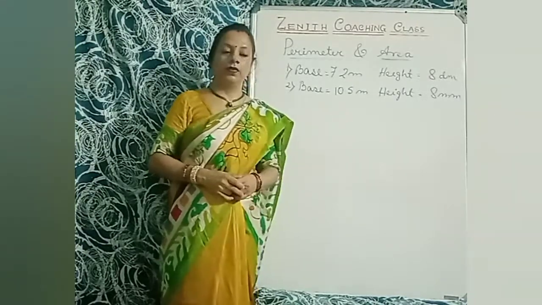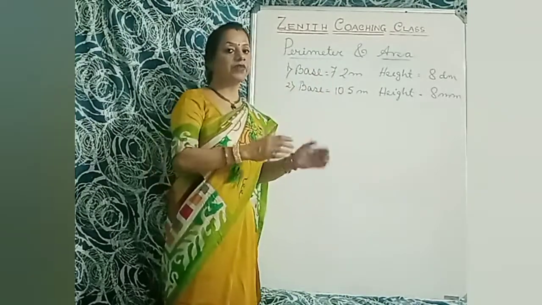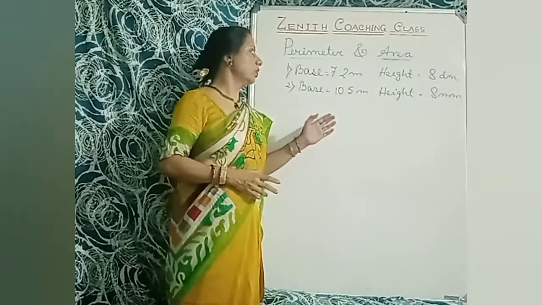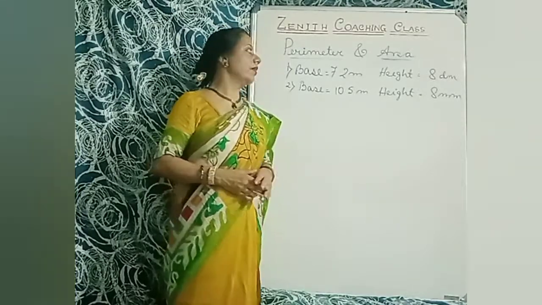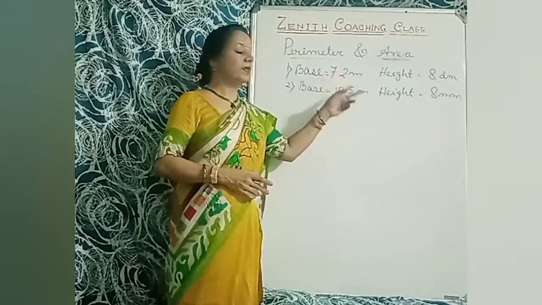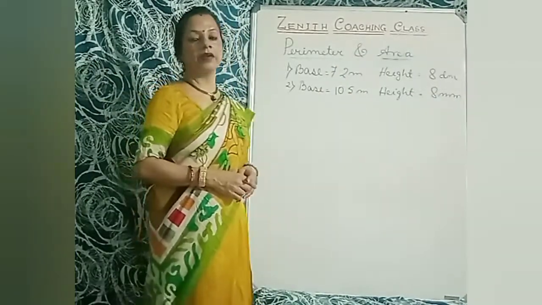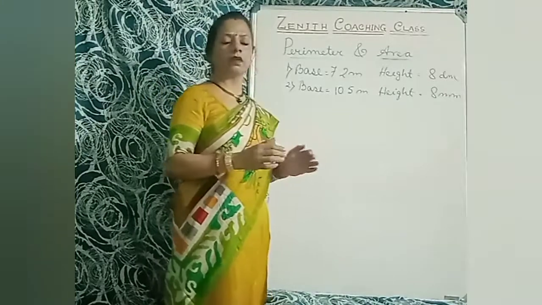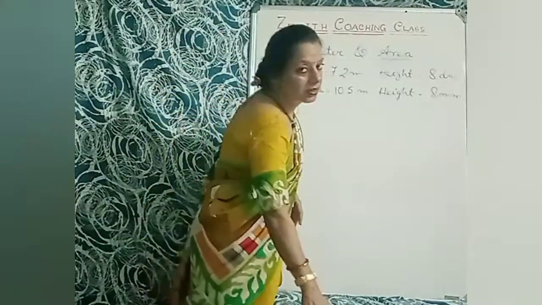Today it is the class for Class 7. Okay, this is the chapter Perimeter and Area. It's the continuing part. Yesterday I taught you the area of rectangle and square, and today I will teach you the area and perimeter of triangle. Then I'll teach you the circumference of a circle also. So let's start the class.